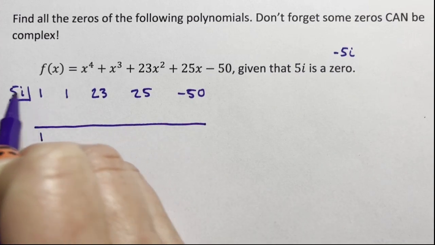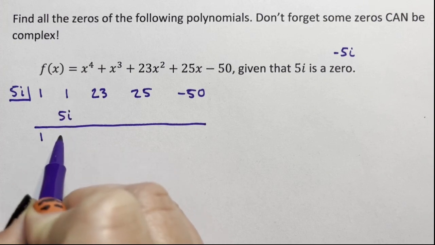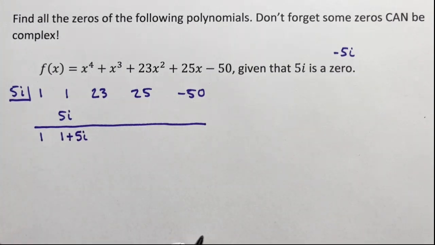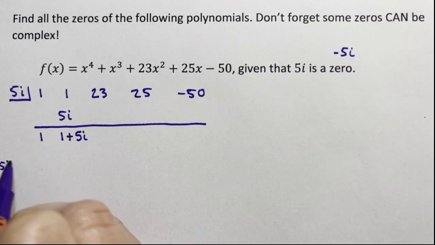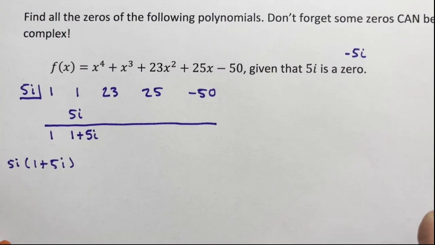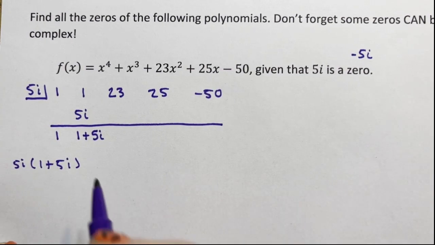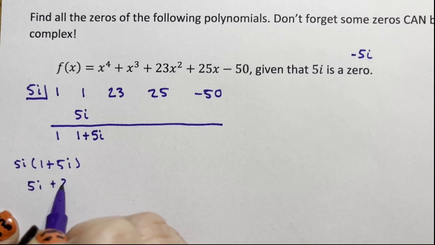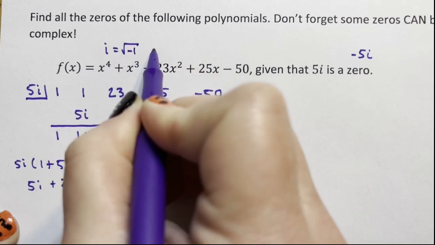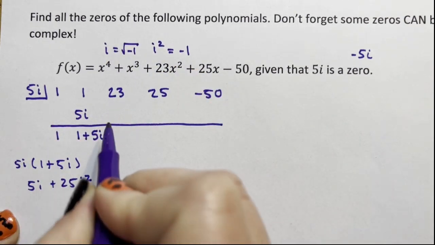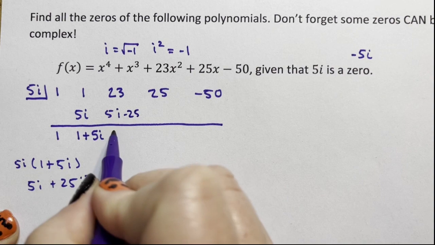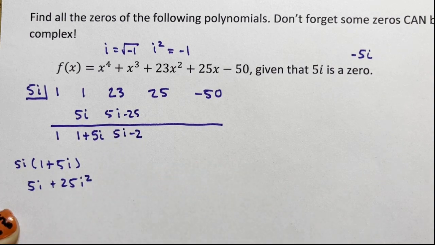I'm going to bring down the 1, and then I'm going to multiply 5i. This becomes 1 plus 5i, and now I need to multiply, and I'm actually going to do my multiplication down here. 5i times 1 plus 5i. I don't know if I left enough room for you guys to see the work I'm doing, so I will scooch this over. This becomes 5i plus 25i squared. I do want to note that i is equal to the square root of negative 1, and i squared is equal to negative 1. So this becomes 5i minus 25. When I add down, I get 5i minus 2.